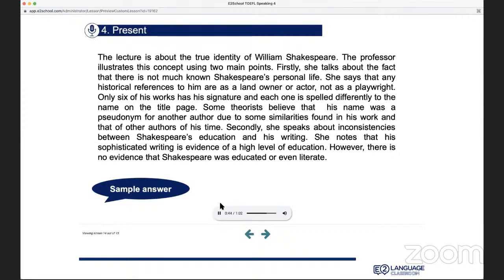Secondly, she speaks about inconsistencies between Shakespeare's education and his writing. She notes that his sophisticated writing is evidence of a high level of education. However, there is no evidence that Shakespeare was educated or even literate.